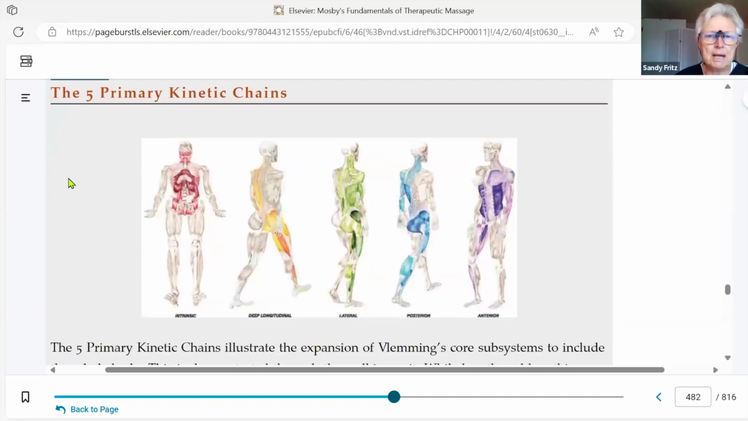And then this box right here, this is a wonderful box. And it talks about the arrangement of muscle groups. And so, for example, let's look at this blue.